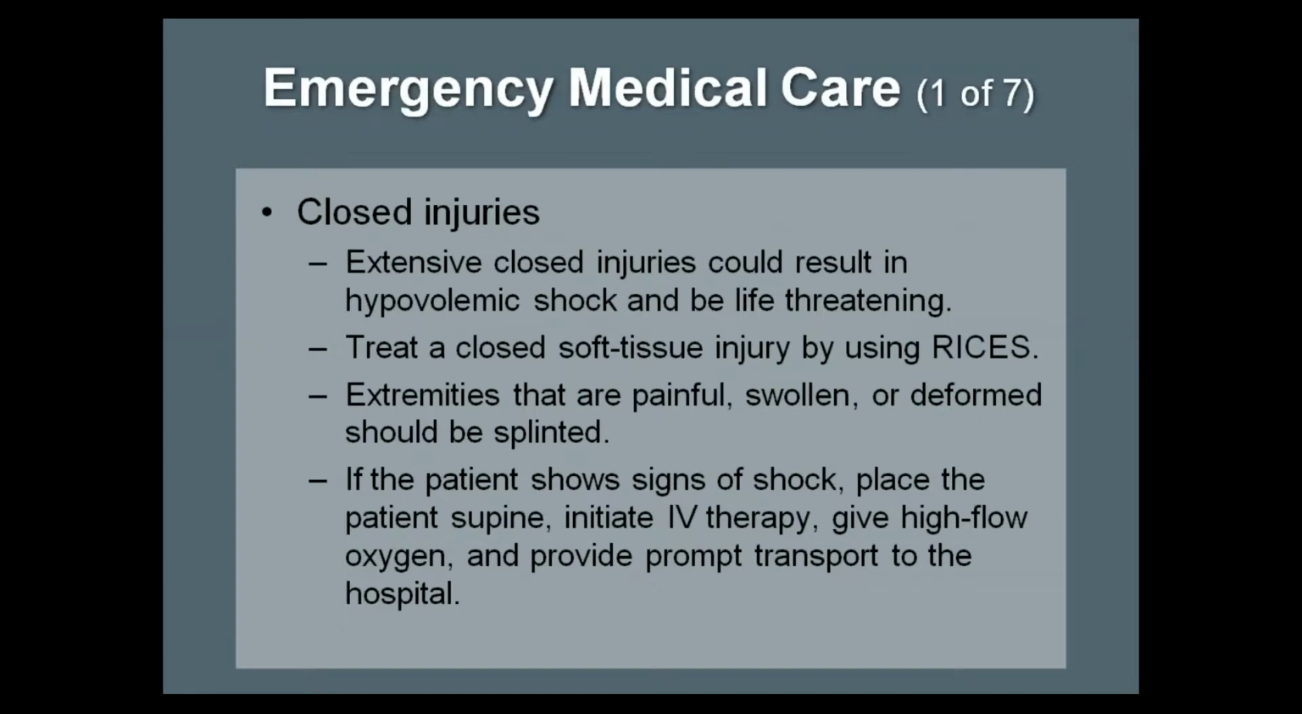Extensive closed injuries could result in hypovolemic shock and can be life-threatening. Treat a closed soft tissue injury using the RICE acronym. Looks like they've added an S. So starting with R, what's R? Rest. I is what? Ice, compression, elevation, and splint. Extremities that are painful, swollen, or deformed should be splinted. If the patient shows signs of shock, place the patient in a supine position, initiate IV therapy, give high flow oxygen, and provide prompt transport to the hospital.